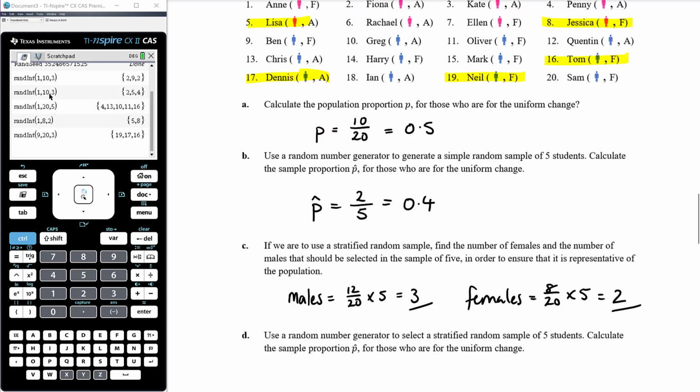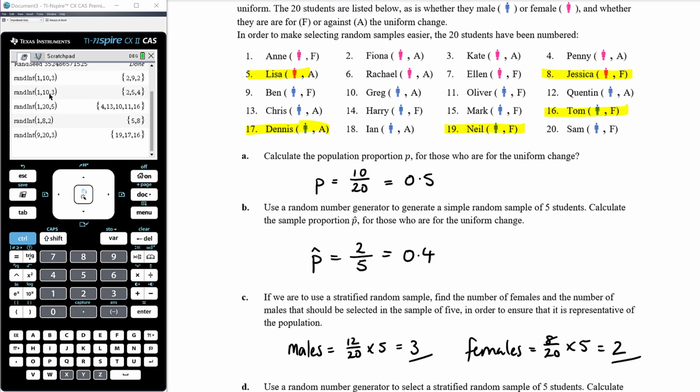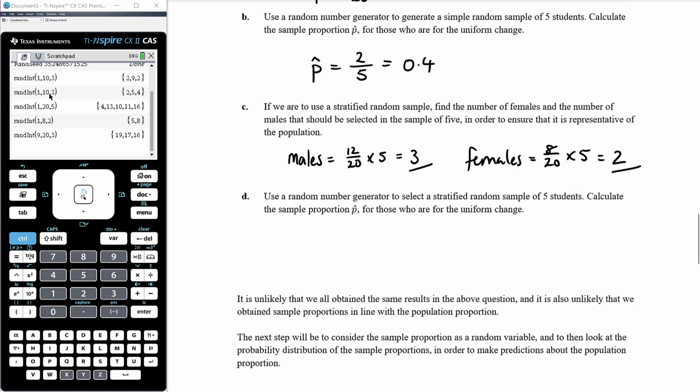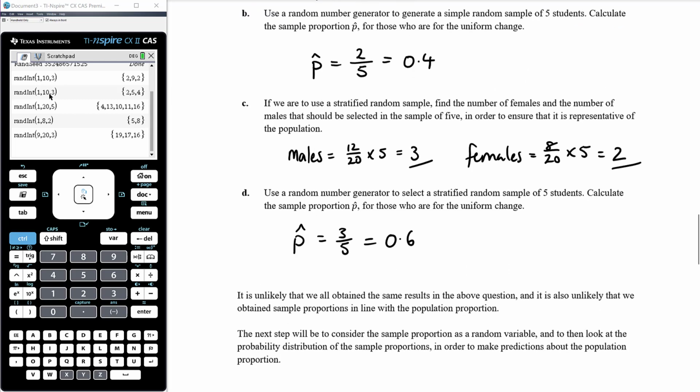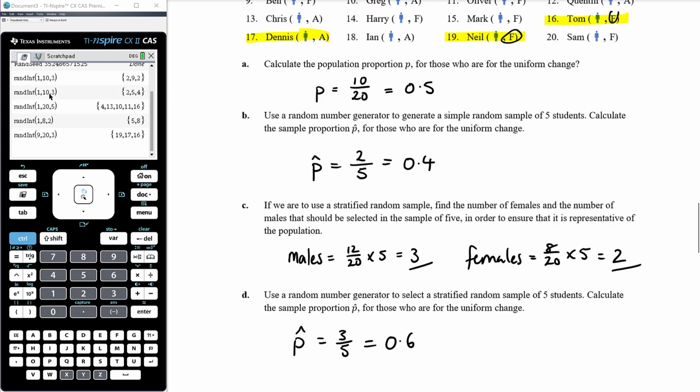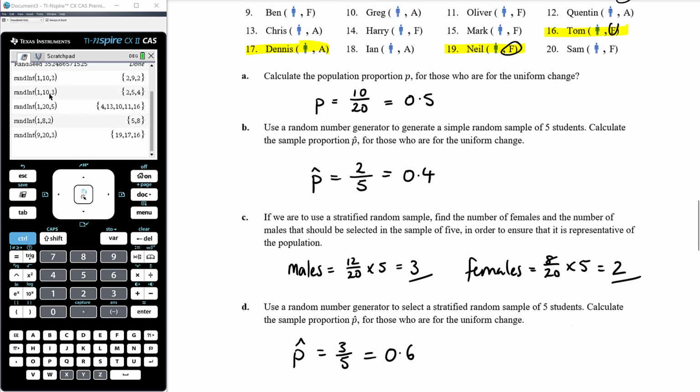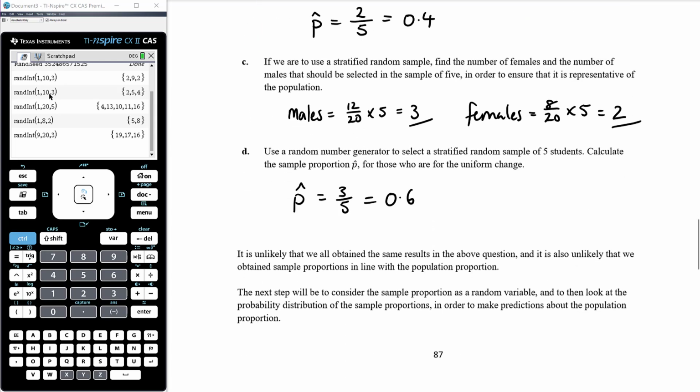Okay, so we want to know the proportion that are for the uniform change. So this time I've got 1, 2, 3 of them that are for the uniform change. Okay, so P hat is going to be 3 out of 5, which is 0.6. So again, not far off the population proportion. In fact, it's impossible to get 0.5 in this sample because we've got a sample of 5 people.